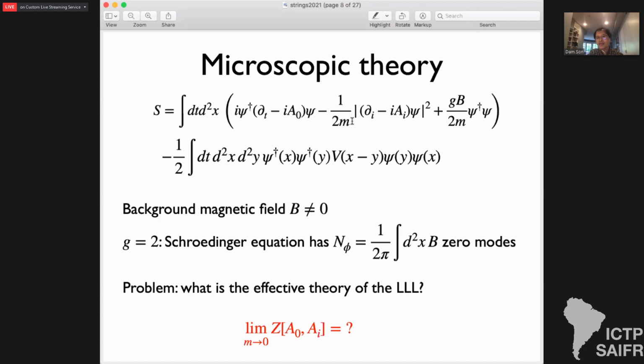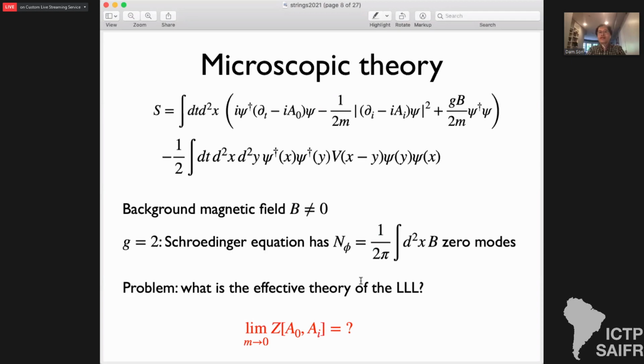Part of the physics remains finite. The lowest Landau levels have zero energy all the time, and their dynamics is determined by the energy scale of V, not of 1 over M. And so the problem of quantum Hall effect can be formulated as trying to find out what is the behavior of, for example, the partition function of the theory in the limit M goes to zero in the presence of a magnetic field. What is Z as a functional of A0 and Ai when we take M goes to zero?